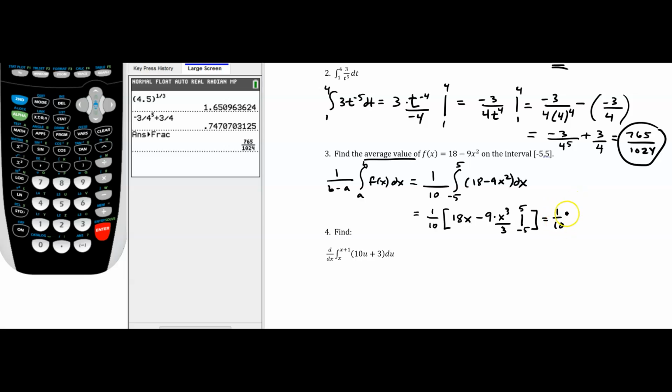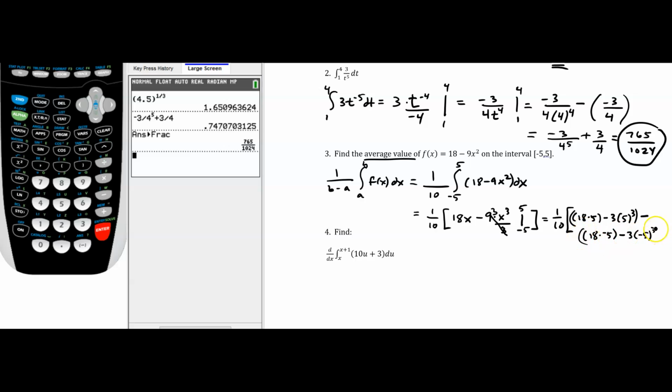So I get 1/10 times 18 times 5 minus, now I could simplify that, the 9 over 3 just becomes 3. So minus 3 times 5 cubed. And then subtract 18 times a negative 5 minus 3 times a negative 5 cubed.